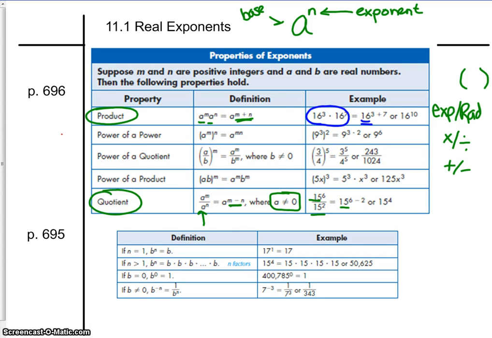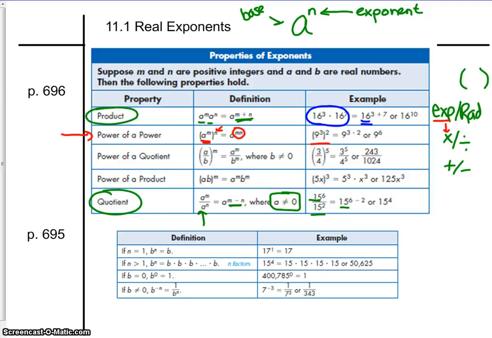Next one, we go to power of a power. So I have a power, a to the m, and I'm going to raise it to yet another power, the n. I consider that kind of like, well, that's an exponential piece, so I'm going to take a step down, and that means I'm going to multiply my exponents. So in this example, 9 to the third raised to the second, multiply my 3 and 2.